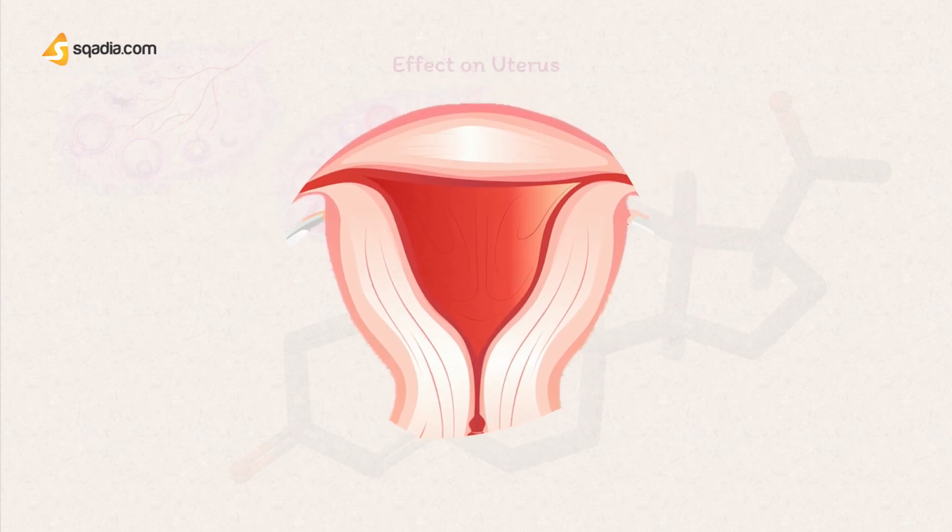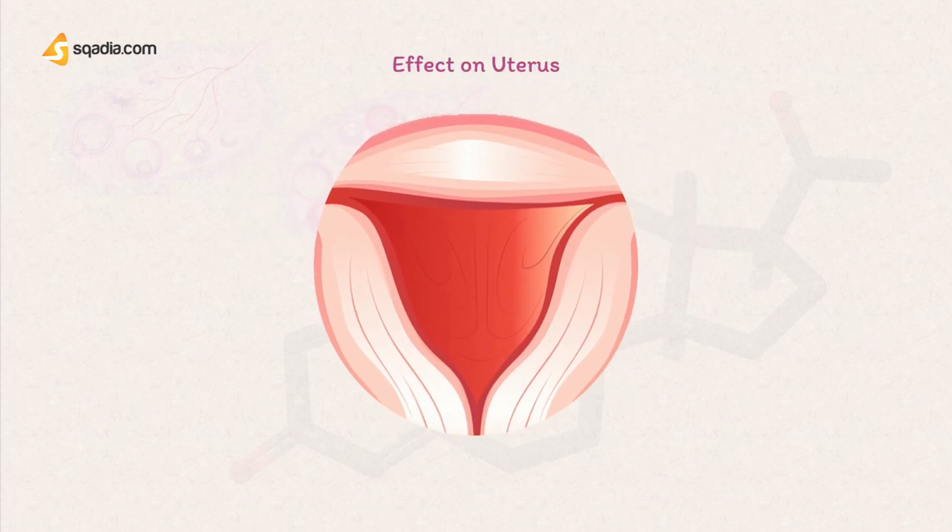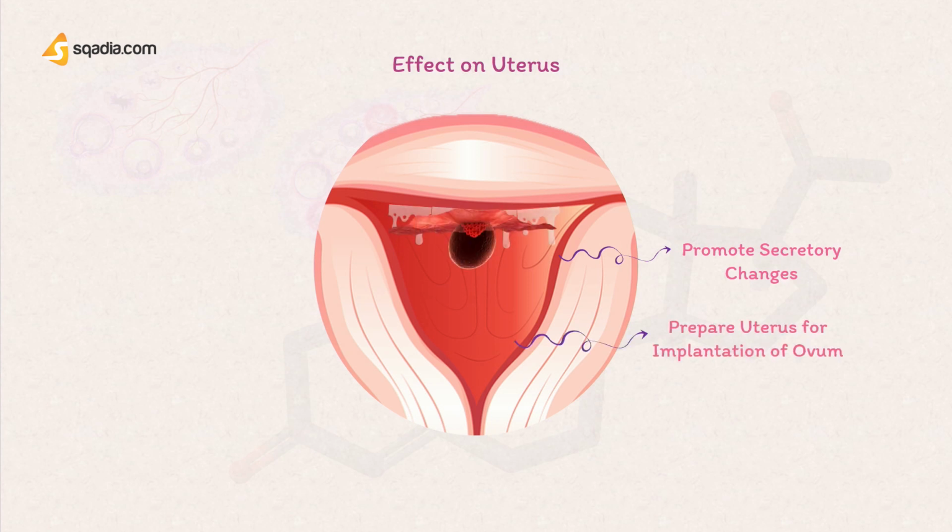Progesterone produces two most important functions. First of all, it promotes the secretory changes that are taking place in the uterine endometrium, and secondly, it prepares the uterus for the implantation of ovum. So, once a fertilized ovum has implanted itself in the uterus, the progesterone decreases the uterine contractility, which then prevents the expulsion of ovum from the uterus.